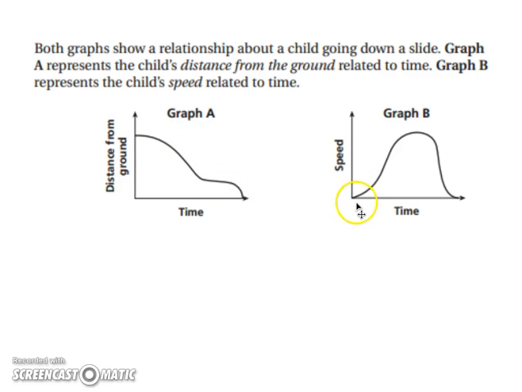Graph B is talking about the speed. So when you start on a slide, you start relatively fast and then you increase your speed and then you hit a point where you start drastically slowing down until you hit the end of the slide.